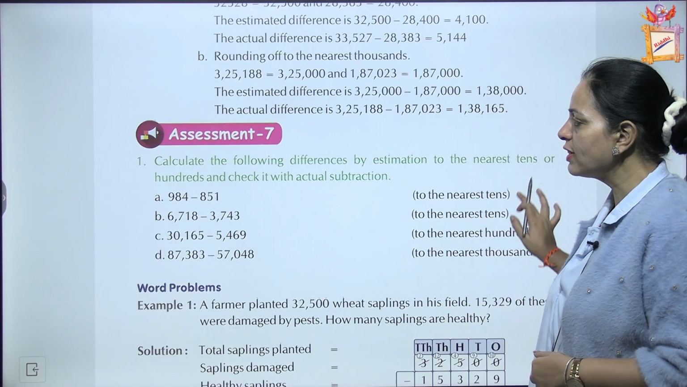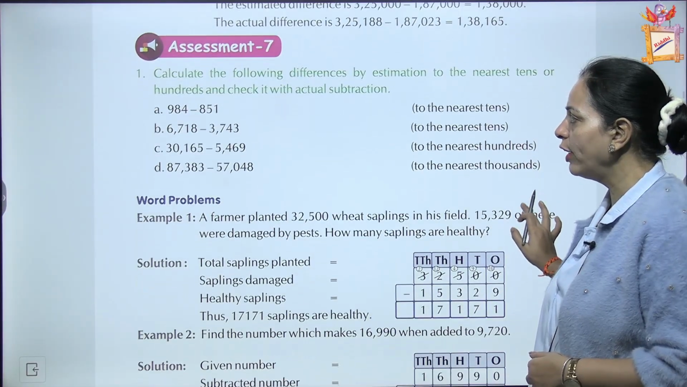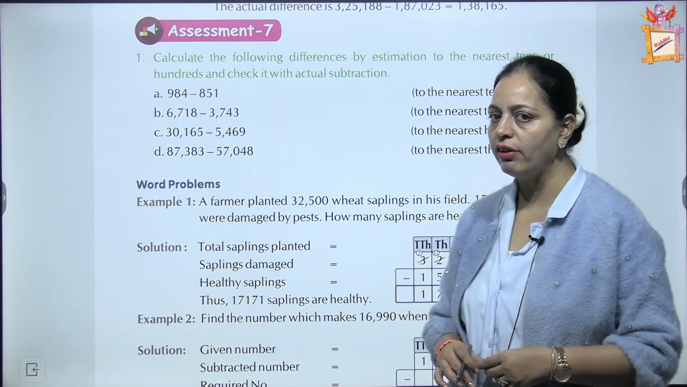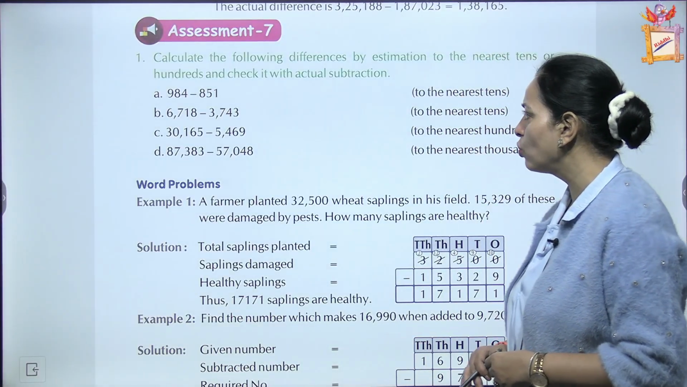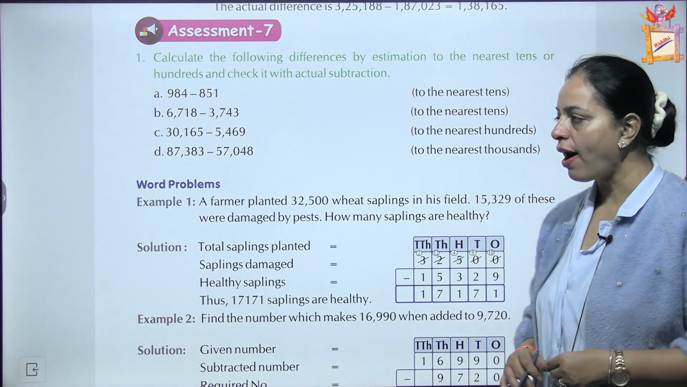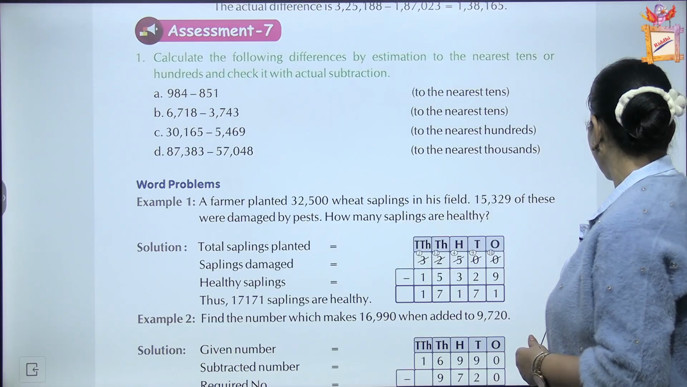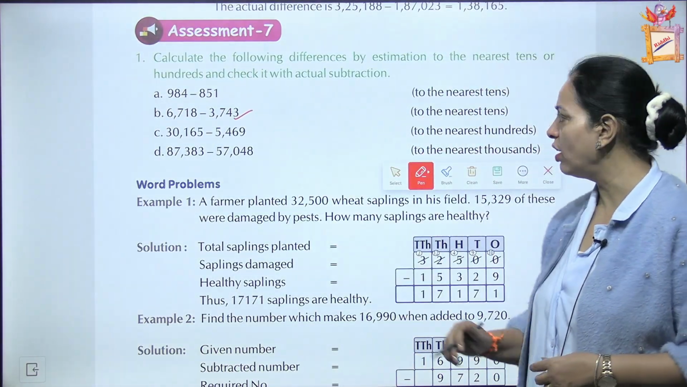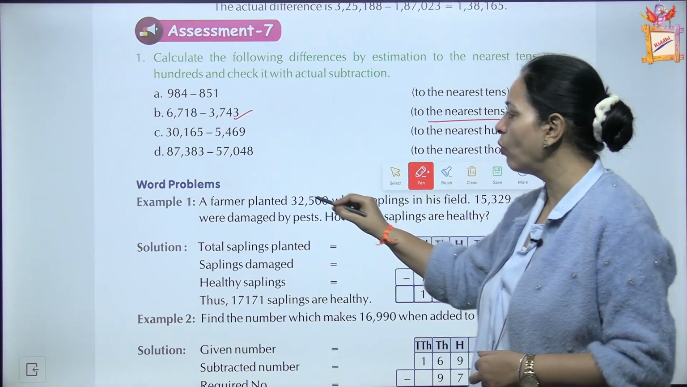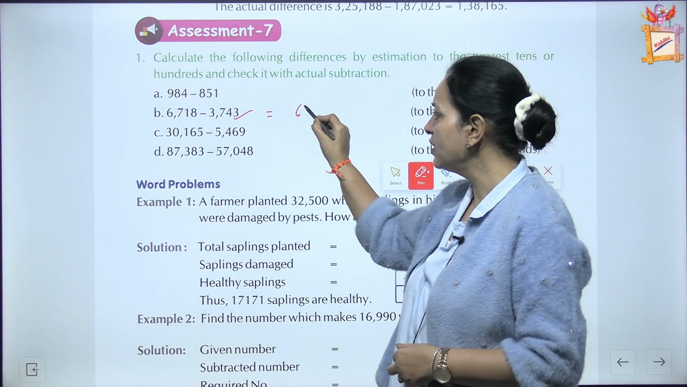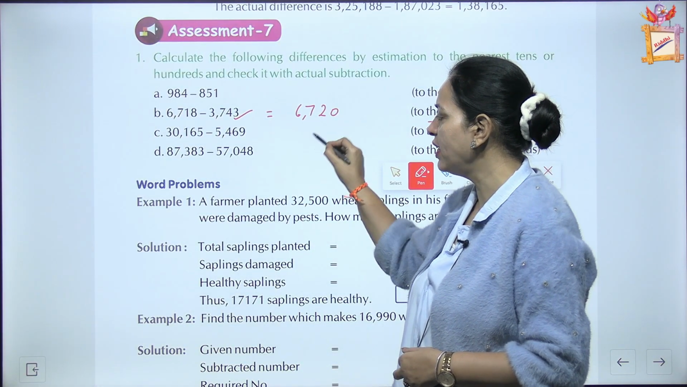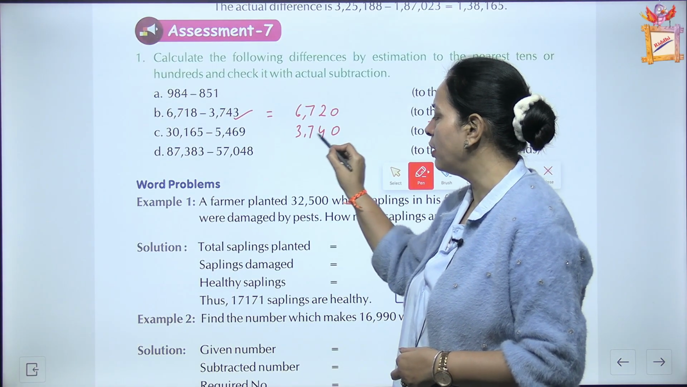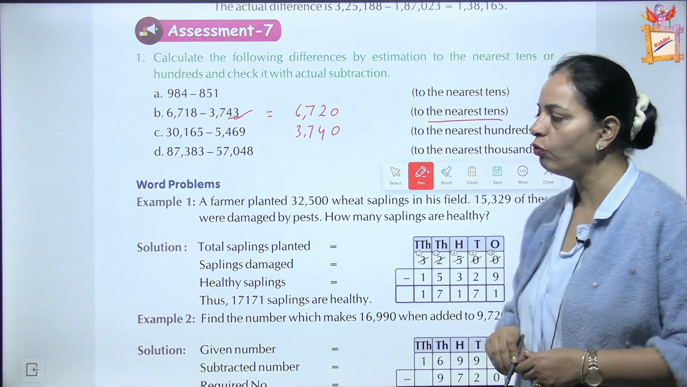So now assessment 7, the first one, calculate the following difference by estimation to the nearest tens or hundreds and check it with actual subtraction. Like B part, 6,718 minus 3,743, nearest tens. So what will you get? 6,720 and 3,740 because 43 is nearer to 40.